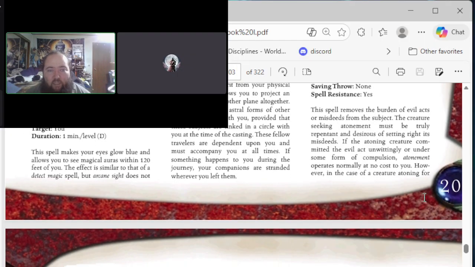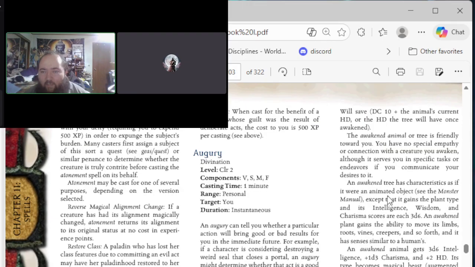Description: this spell removes the burden of evil acts or misdeeds from the subject. The creature seeking atonement must be truly repentant and desirous of setting right its misdeeds. If the atoning creature committed the evil act unwillingly or under some form of compulsion, atonement operates normally at no cost to you. However, in the cases of creatures atoning for deliberate misdeeds and acts of knowing and willful nature, you must intercede with your deity, requiring you to spend 500 XP in order to expunge the subject's burden.